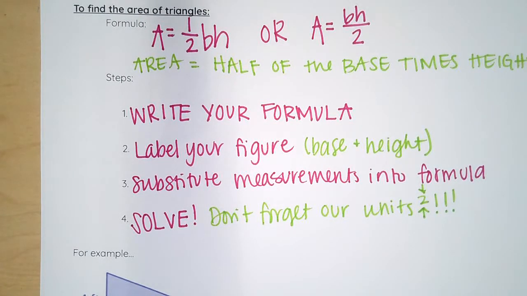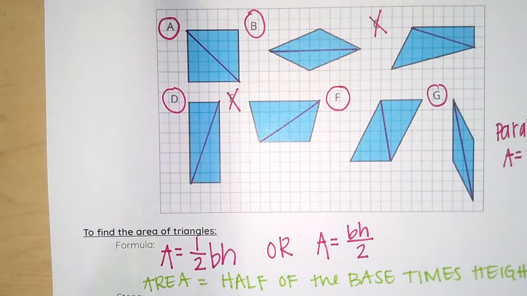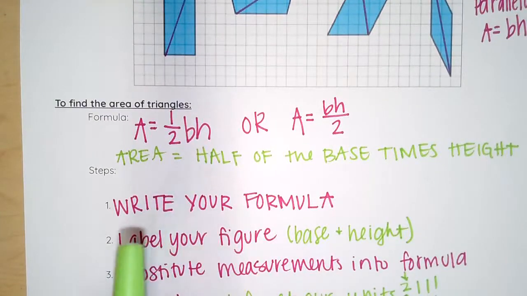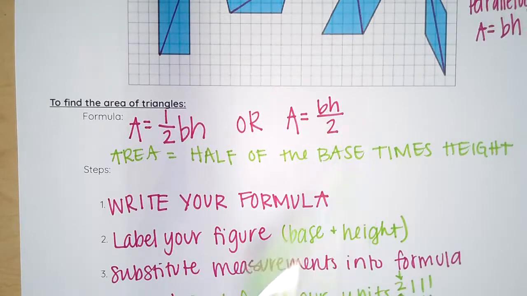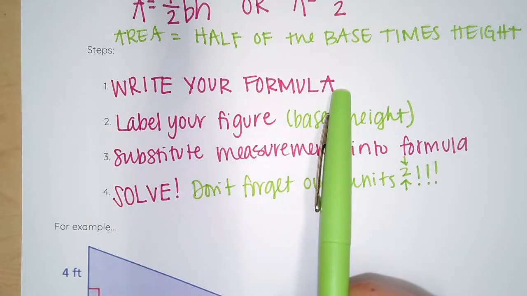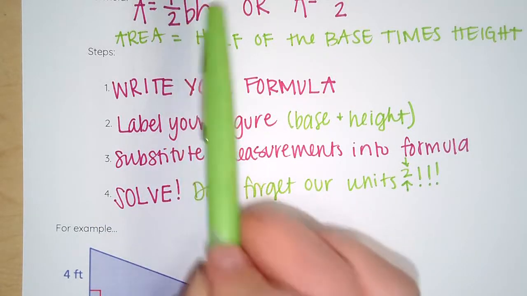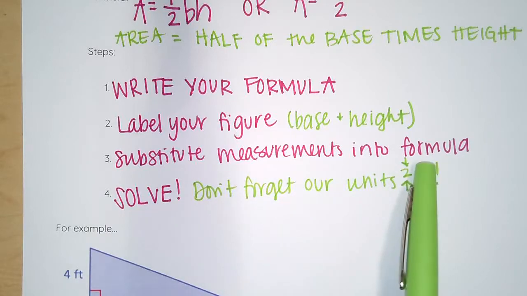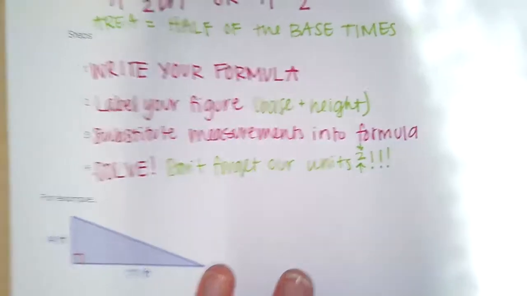All right, so we learned so far that if we take a parallelogram, we can, with one straight line, divide it in half to give ourselves two identical triangles. That leads us to our area formula, which is half of the base times height, or base times height divided by 2. We learned that we always start by writing our formula. We then label our figure with what is needed in our formula, substitute our measurements in, and then solve. So let's give this a shot.